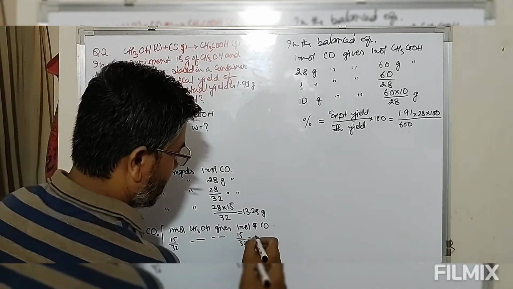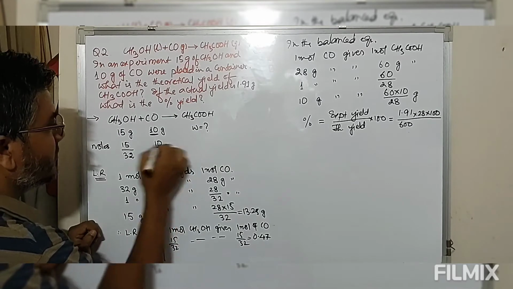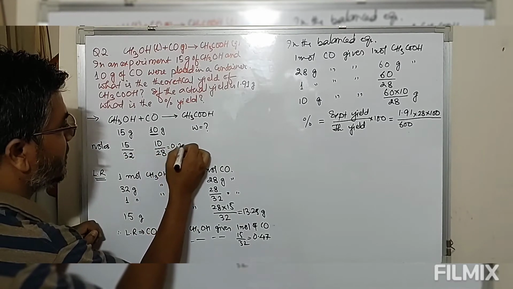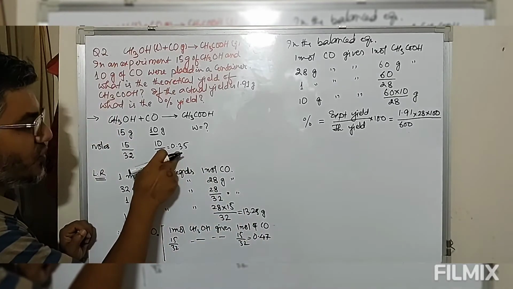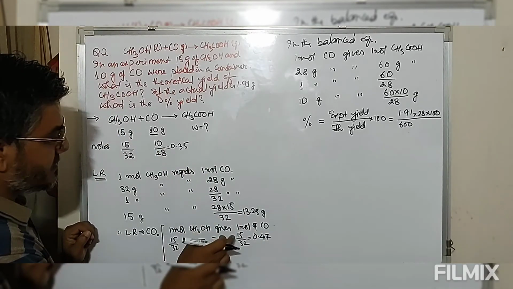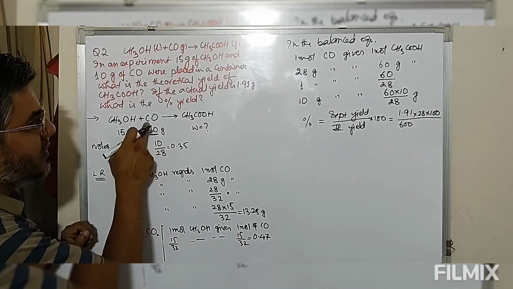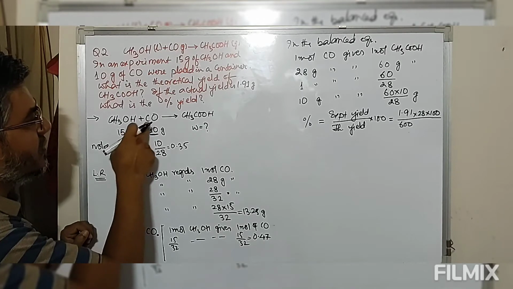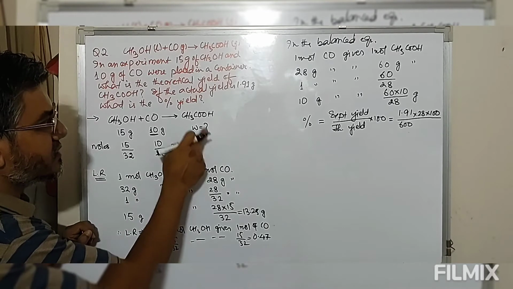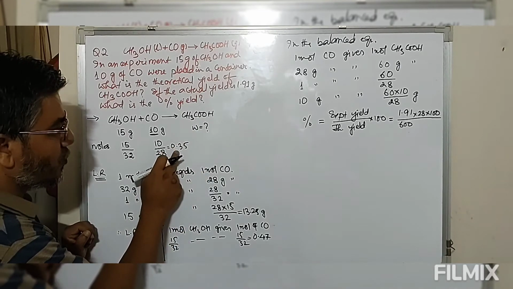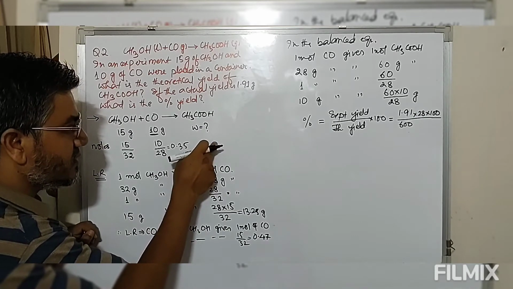This comes out to be 0.47, whereas this value comes out to be 0.35. Now look at this, requirement is 0.47, present is 0.35. So now look at this, this is the X number of moles. 1 mole will give you 1 mole, so the expected yield is 1 mole mass. Therefore 0.35 mole will give you 0.35. So this is the expected.